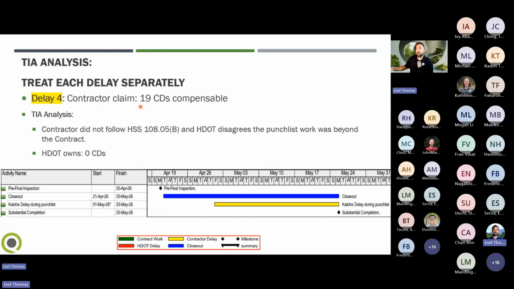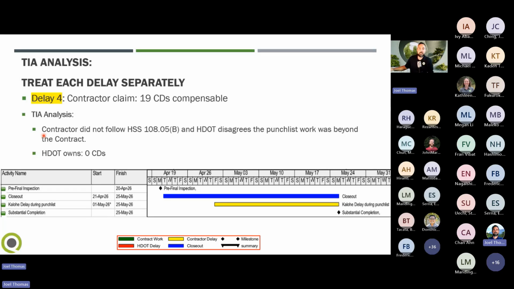The contractor was claiming 19 calendar days compensable. After our TIA analysis, we said the contractor did not follow HSS 108.05(B), and we also disagreed that the punch list was anything being asked of them outside of contract.